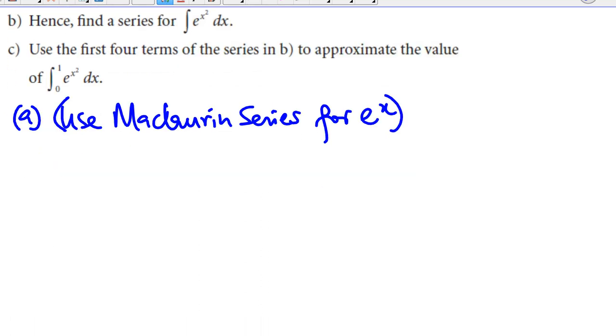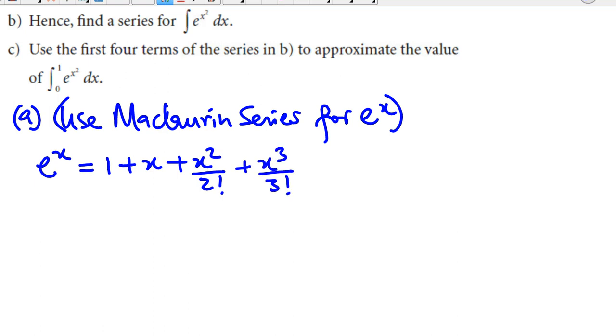And we know that the expansion for e to power x will be 1 plus x plus x squared over 2 factorial plus x cubed over 3 factorial. And this pattern goes on, and we know that the nth term, which we established in my previous videos, will be x to power n over n factorial, and the series goes to infinity.